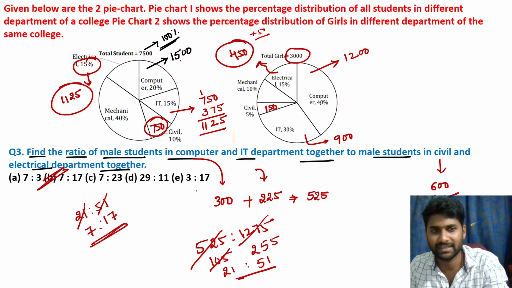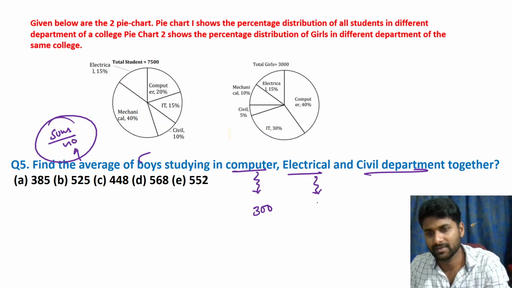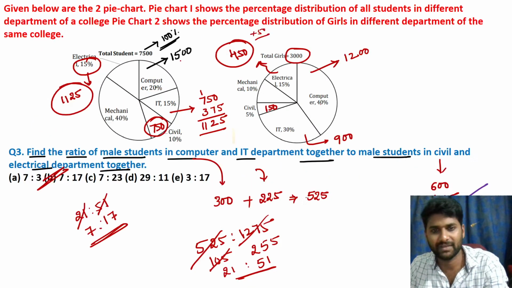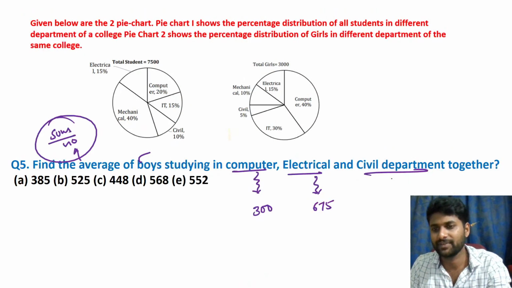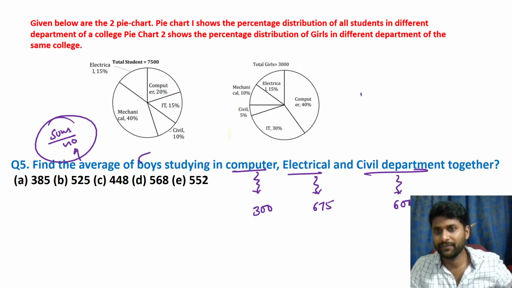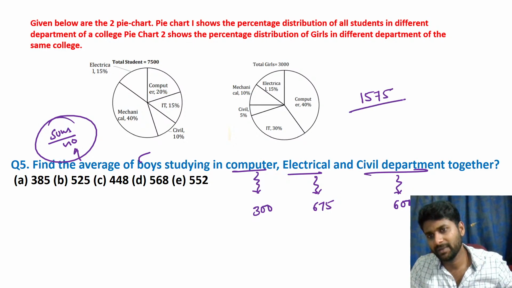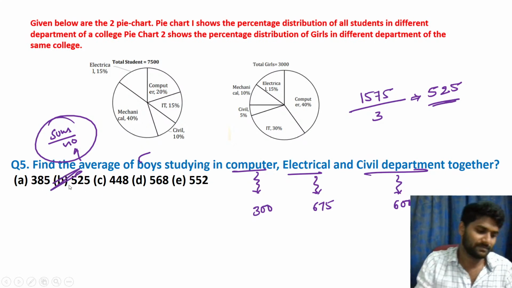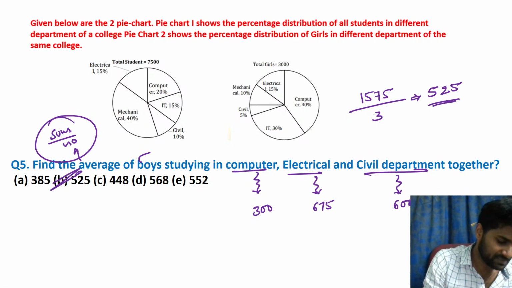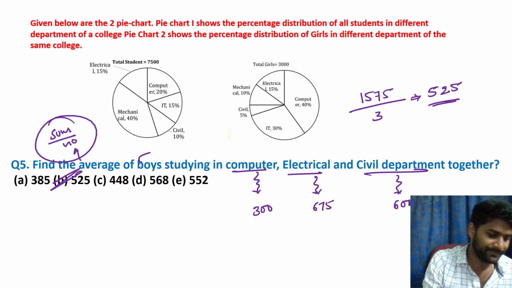Electrical department is 675. Civil department, so we already did the entire calculation in question number 1. Now you can take the data from that. So here the average: 1575 divided by 3 branches. 3 5s are 15, 3 2s are 6, 3 5s are 15. So the answer is 525.